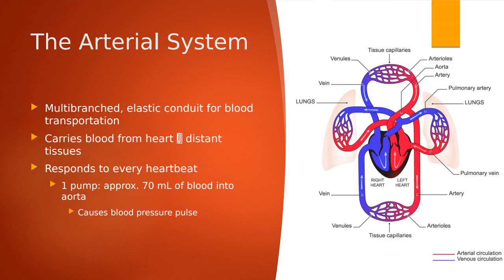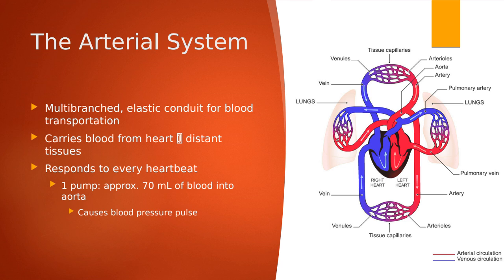Just a brief little recap here. On a broad sense, the arterial system is responsible for carrying blood from the heart to those distal tissues through smaller and smaller arteries. It is a multi-branch elastic conduit. Conduit is just a fancy word for pathway for blood transportation. Every single heartbeat, from a cardiac contraction, sends approximately 70 milliliters of blood entering the aorta. That process is going to cause our blood pressure pulse.